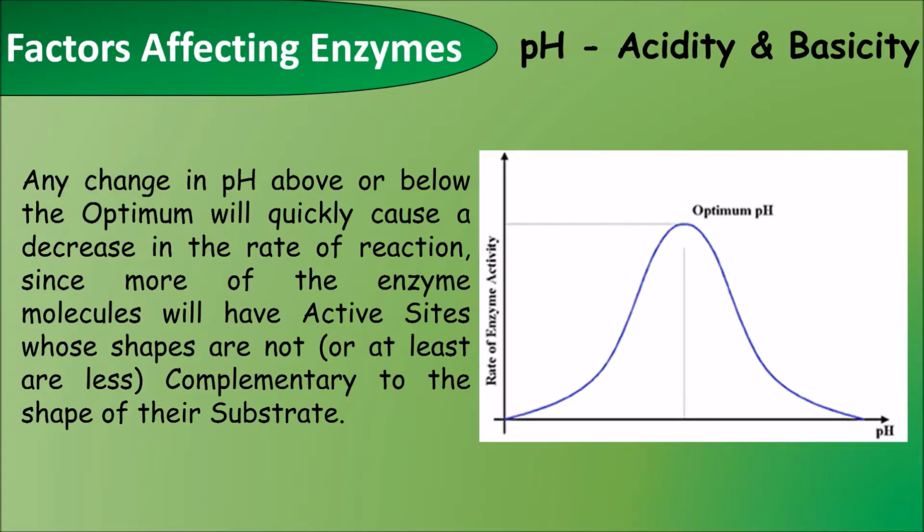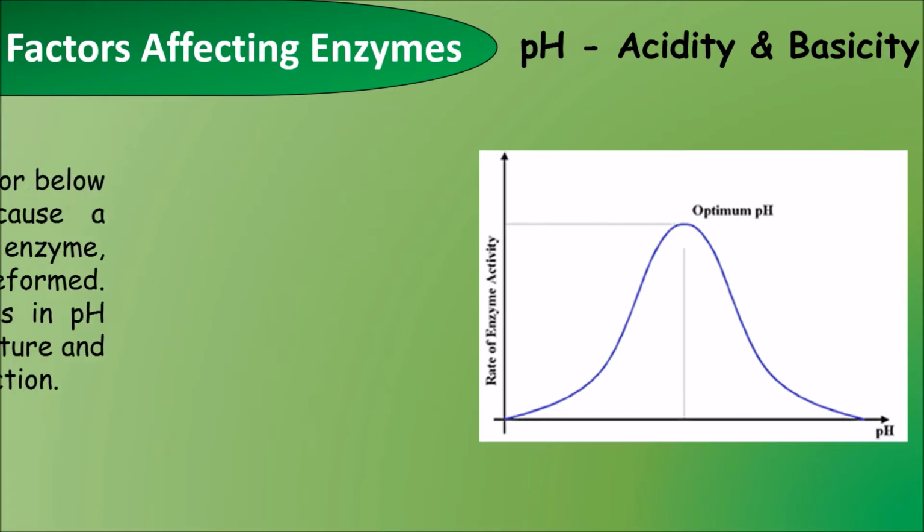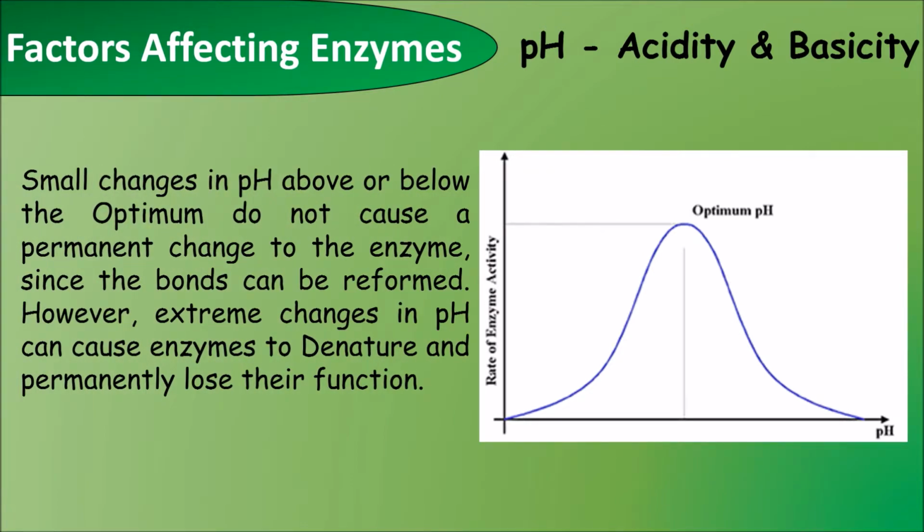Any change in pH value above or below the optimum will quickly cause a decrease in the rate of reaction, since more of the enzyme molecules will have active sites whose shapes will not be complementary to the substrate. Small changes in pH above or below the optimum do not, however, cause a permanent change to the enzyme, since the hydrogen bonds can be reformed. However, extreme changes in pH can cause the enzymes to be permanently denatured and lose their function.